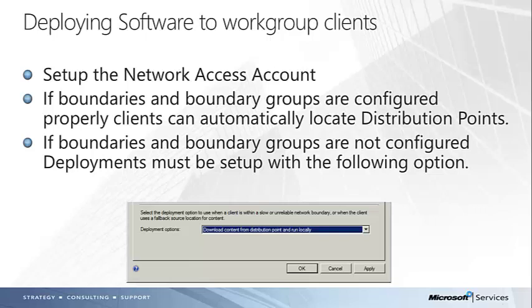But for that, you have to set up your deployments to allow the download of content when the clients fall under a slow or unreliable network boundary. Any boundary which is not set up will be considered a slow or unreliable boundary. For example, if you have a subnet which is not added to the boundaries, that subnet is a slow boundary for Configuration Manager. Any client connecting from it will be considered a slow LAN or unreliable network client. They will still be able to download the software, but you need to have this option selected, which is not selected by default when you create the deployment.